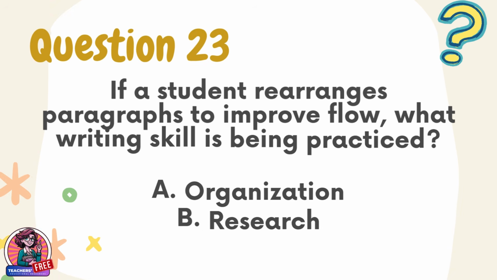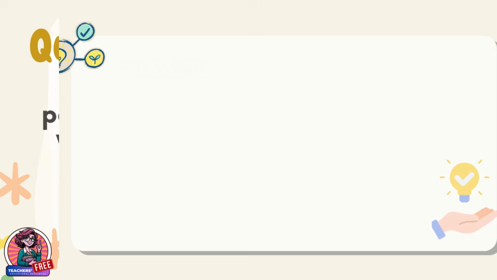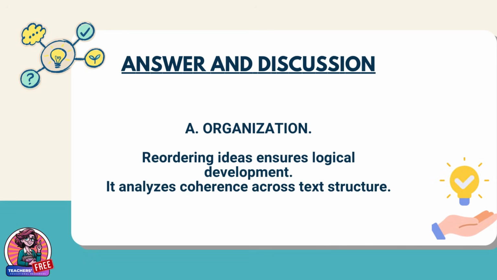Question 23. If a student rearranges paragraphs to improve flow, what writing skill is being practiced? A. Organization. B. Research. C. Decoration. Answer. A. Organization. Reordering ideas ensures logical development. It analyzes coherence across text structure.